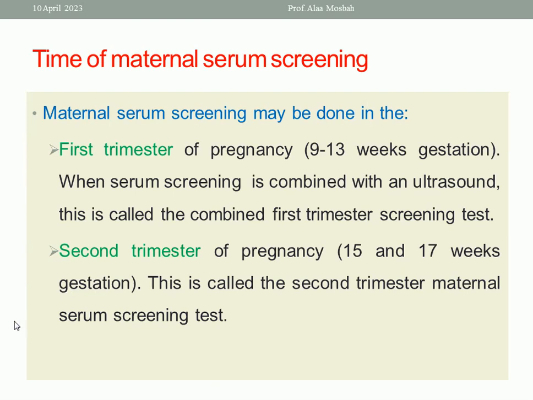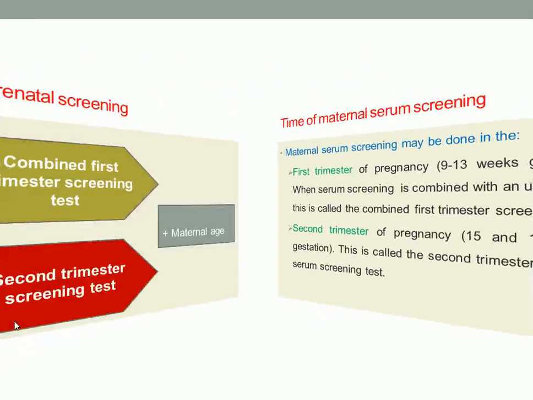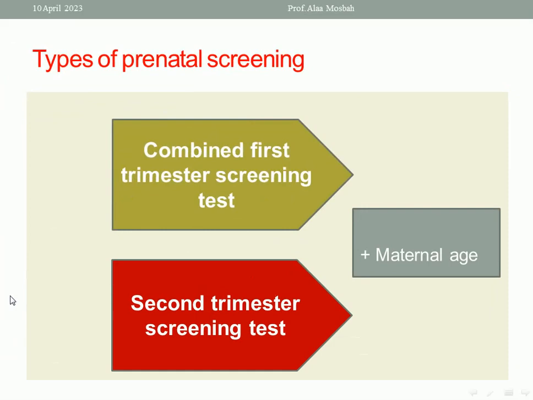What about second trimester of pregnancy? Serum test between 15 and 17 weeks of gestation is done. And this is called second trimester maternal serum screening test. So, as you see here, these are the types of prenatal screening. Both of them, the combined first trimester screening and the second trimester screening, are added to the maternal age. Don't forget the maternal age.